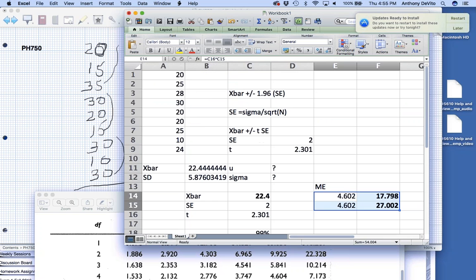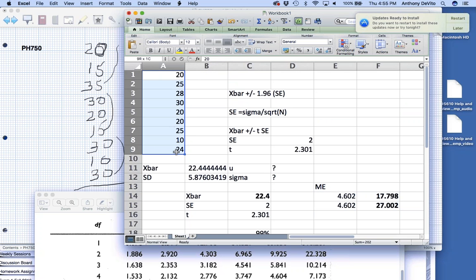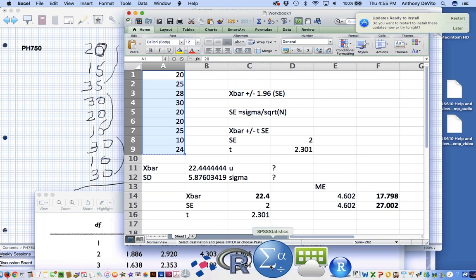So I'm going to take these values that we just worked with, and I'm going to copy them into SPSS. I'm going to open SPSS up. It'll bounce for a while, and then eventually start, I hope.